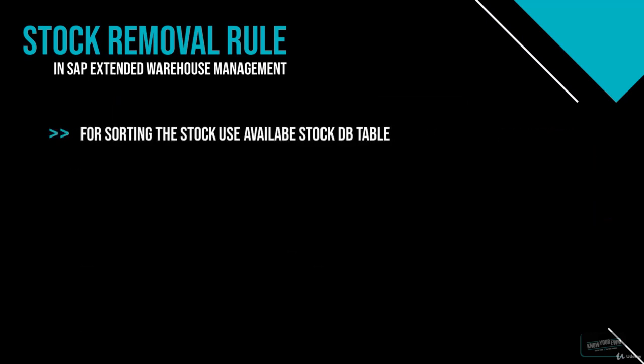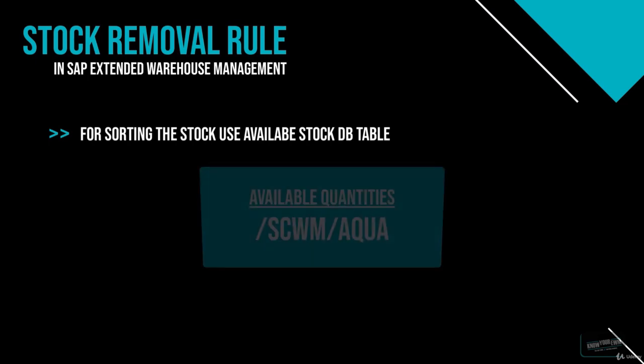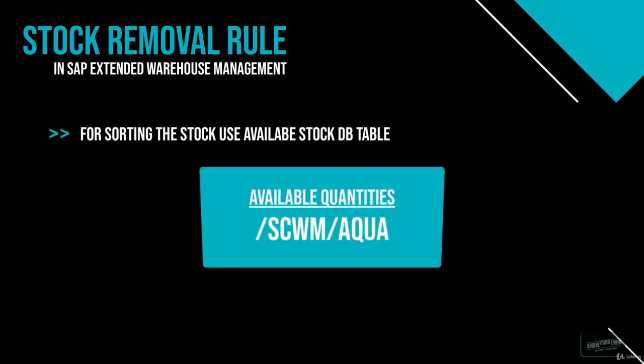And for sorting the stock, we can use every field of the available stock database table in the SAP EWM system, and that table is called SCWM Aqua.